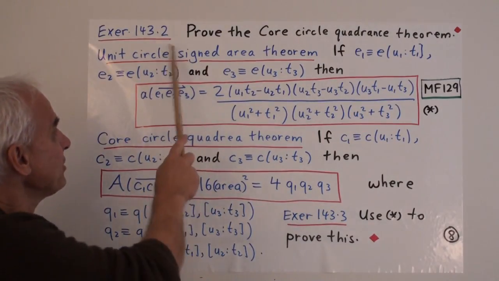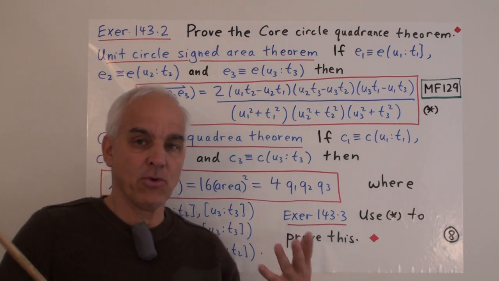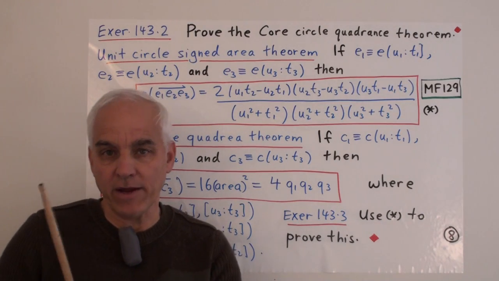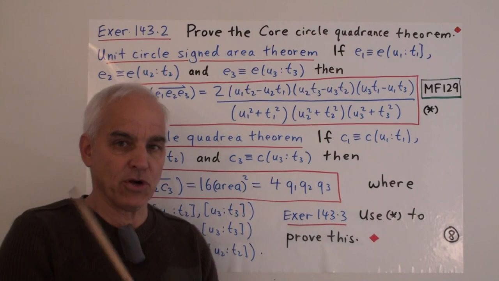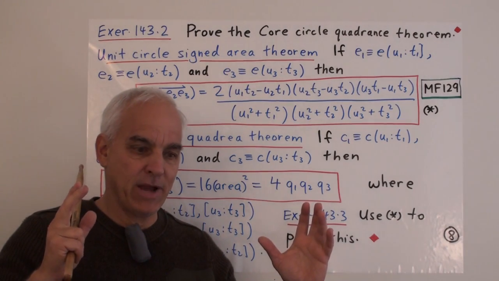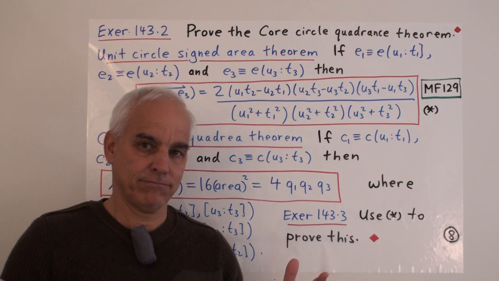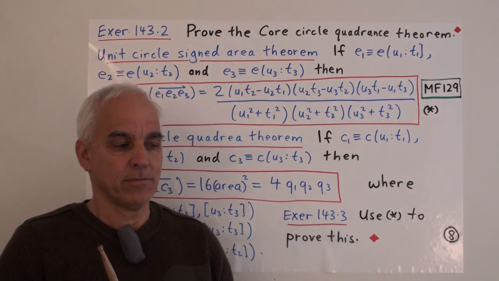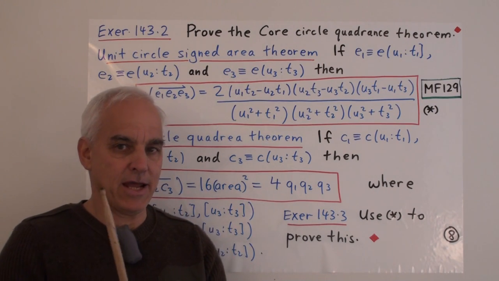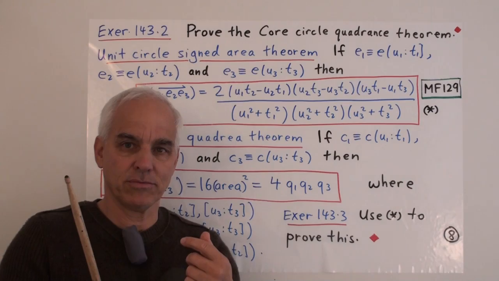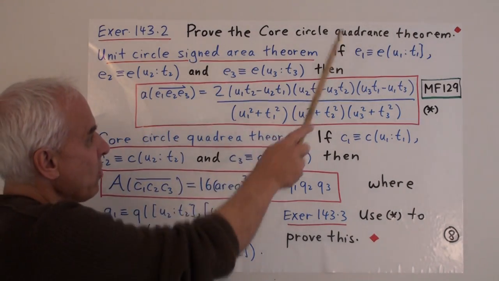Okay, so your exercise is to prove the core circle quadrance theorem. And there's an easier way to do this, and there's a slightly more involved way of doing this. The easy way is to take the corresponding result for the unit circle and just see what happens when you dilate by a half and translate by a half. The more elaborate way is to go back to the fundamentals and make a computation. So either way, prove the core circle quadrance theorem.